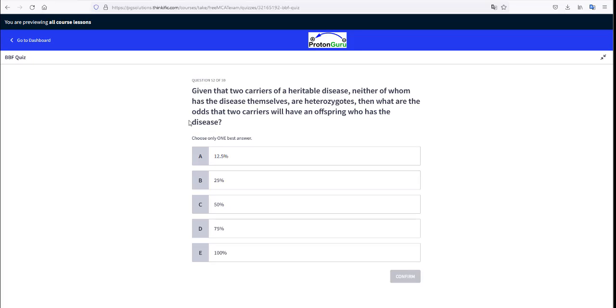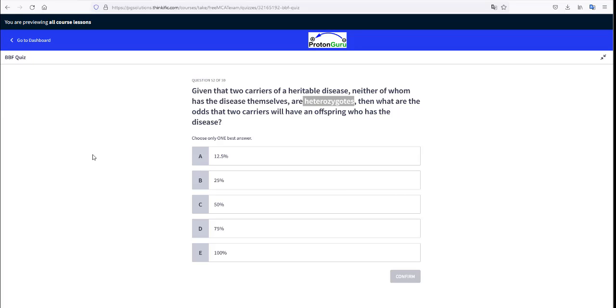Question 52. Given that two carriers of a heritable disease, neither of whom has the disease themselves, are heterozygotes, what are the odds that two carriers will have an offspring who has the disease? In an earlier question, we had a case with an X-linked disease. Here we have to know instead what heterozygotes are.